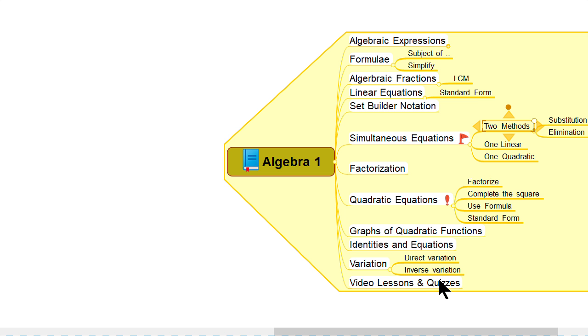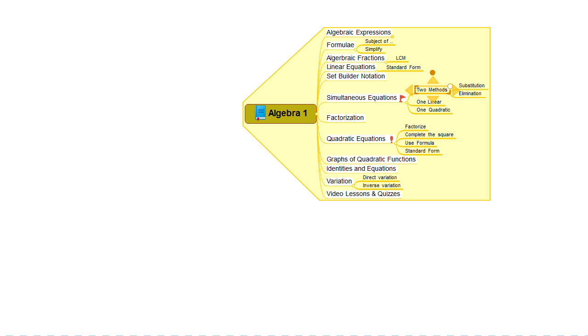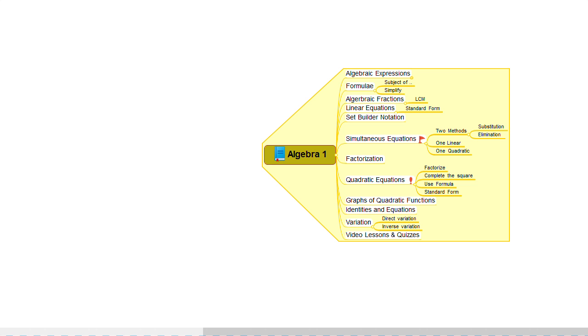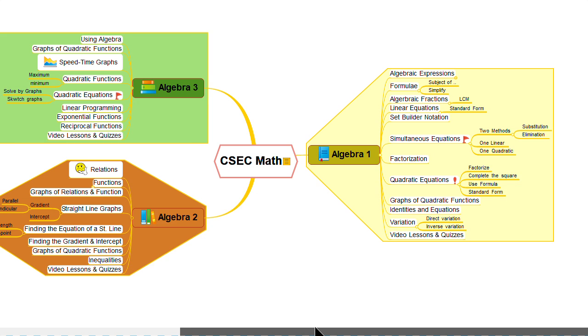So those are the elements. Let me reduce the whole thing and go back to the other elements that make up that.